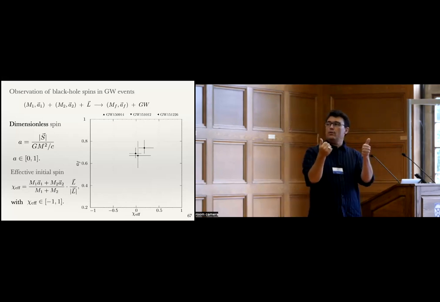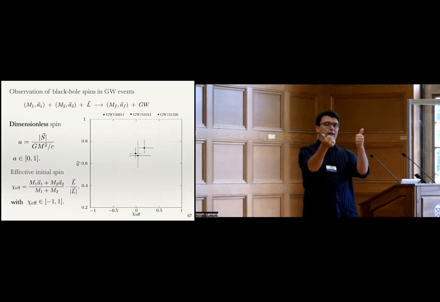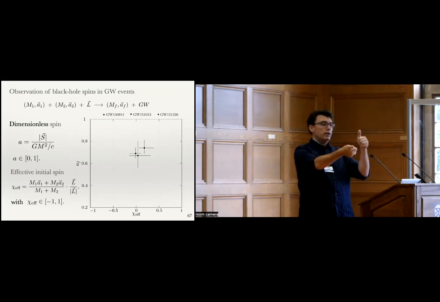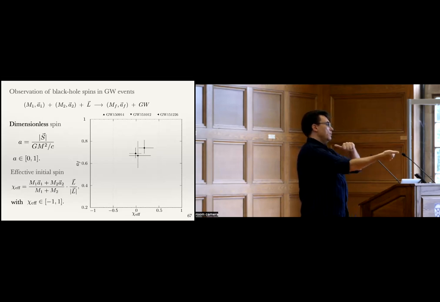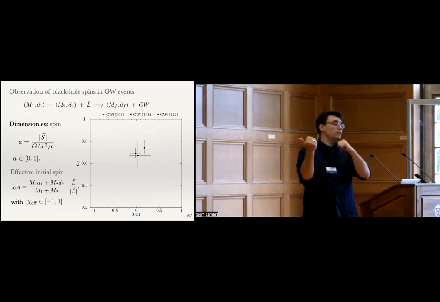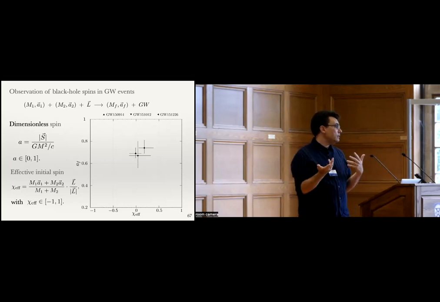Because it's a mass-weighted average, it could be that the black holes are anti-aligned, in which case their spins could cancel each other. It could be that the spins are in the orbital plane of the binary, so that the projection kills chi-effective. Or it could be that the spins of the constituents are zero. So there are three ways to get chi-effective of zero.